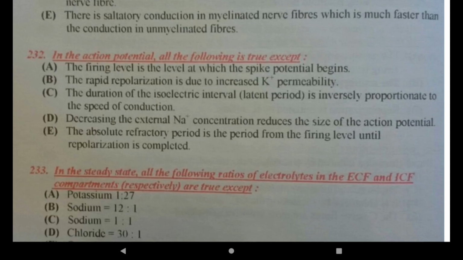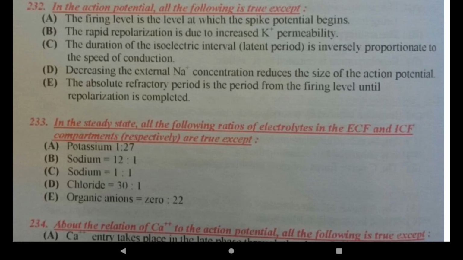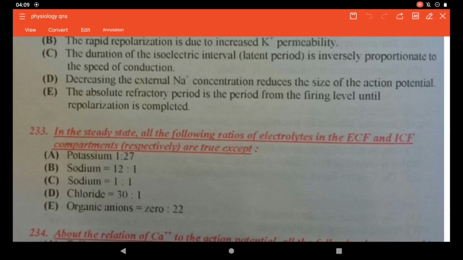The other statements are all correct. A, firing level is the level at which the spike potential begins. B, rapid repolarization is due to increased potassium ion permeability, and C is as well correct. D is as well correct. So the correct answer for 232 is E, which is the wrong statement.